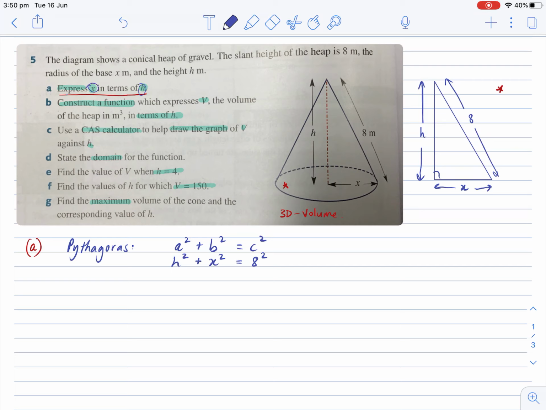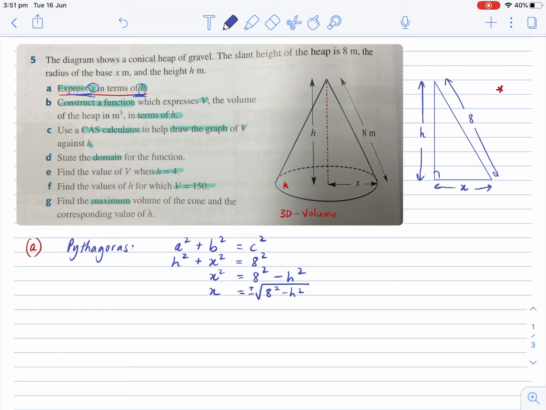So now it says we have to express x in terms of h. That means I've got to get x by itself and then h separate. So let's first move the h squared to the other side of the equal sign. And then I am going to take the square root, which is 8 squared minus h squared. And like always, I have a plus or a minus value here.